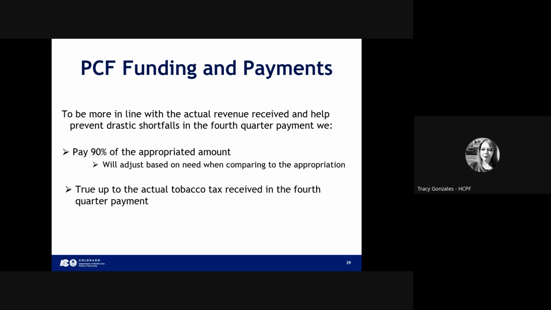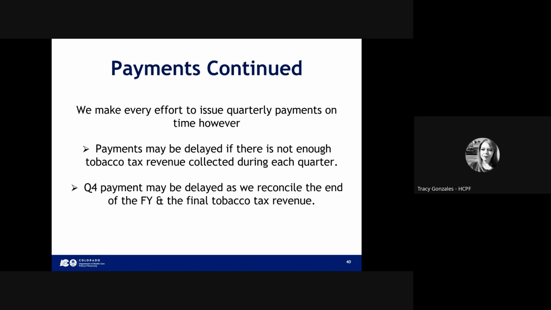We will continue to pay 90% of the appropriated amounts in quarters 1 through 3, and then we will true up in the fourth quarter to the actual revenue received. So no changes there. We make every effort to issue those quarterly payments on time. However, they may be delayed if quarterly revenue collections are insufficient. And quarter 4 is almost always delayed because we're waiting on the final tobacco tax calculations to come in so that we can reconcile the end of the year.